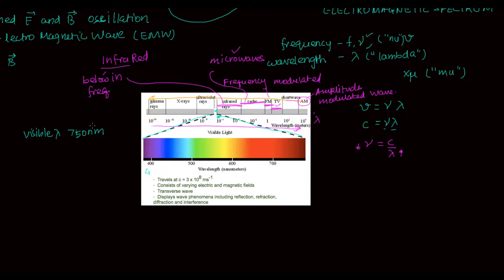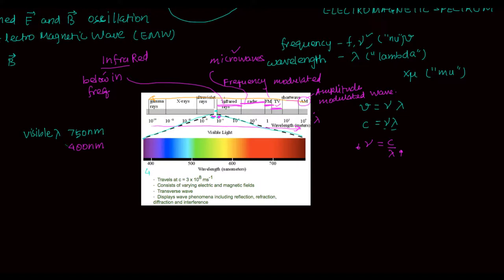And at the other end is 400 nanometers. This end is 400 nanometers. Let me use magenta. This end is 750 nanometers. We are decreasing that way. In the direction of the arrow, we are increasing. So that is around 400 nanometers.